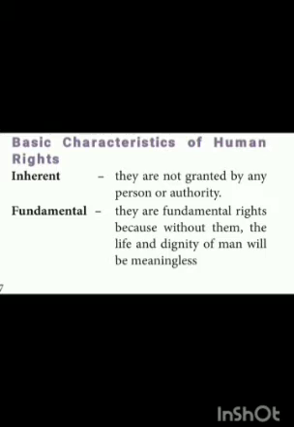Next, last one is interdependent. That means dependent. They are interdependent because the fulfillment or exercise of one human right cannot be had without the realization of the others. That is very, very important. So that is interdependent.